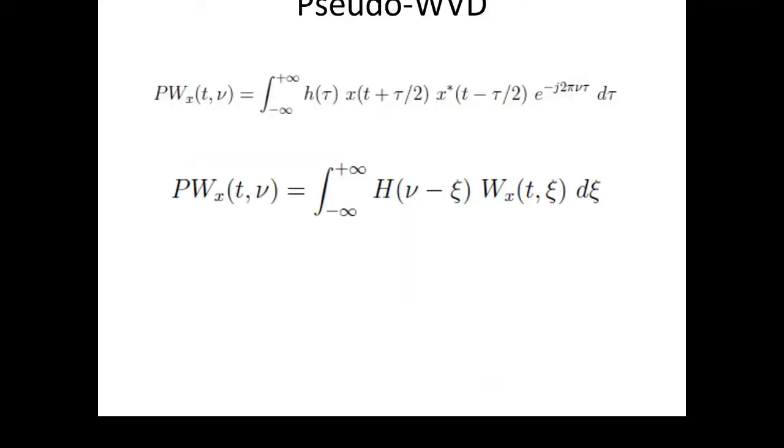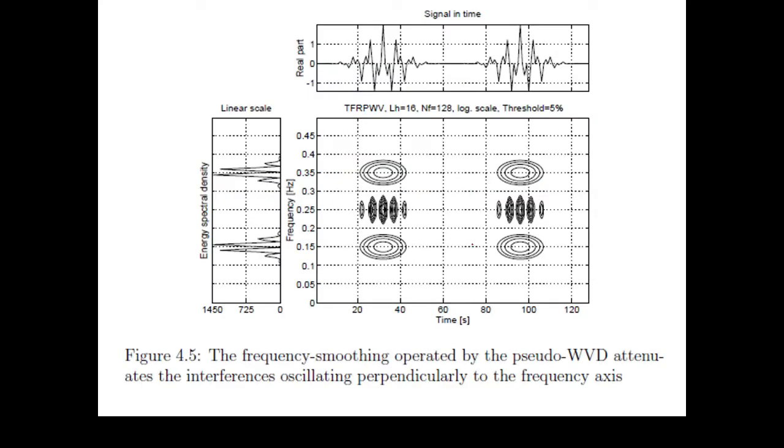Now coming to the pseudo Wigner-Ville distribution. In the pseudo Wigner-Ville distribution, what you have is h of tau, again a window in the time domain. We are introducing a window in the time domain. Now when we have introduced the window in the time domain, the interference terms in the time direction have been removed. However, in the frequency domain, the interaction has been enhanced.